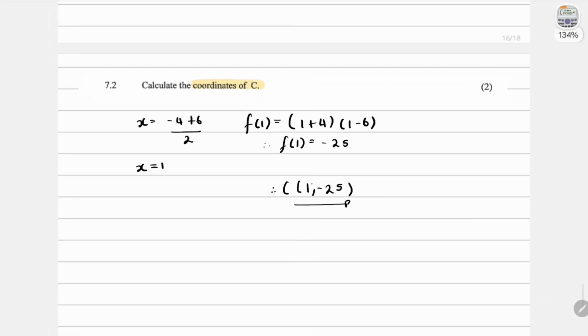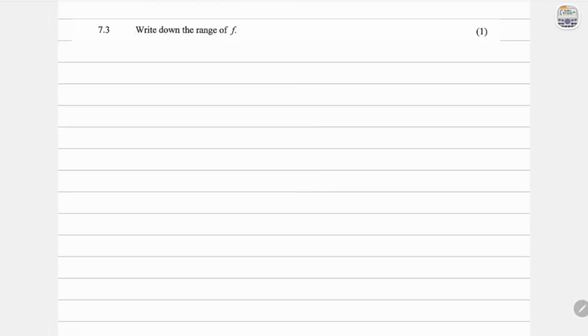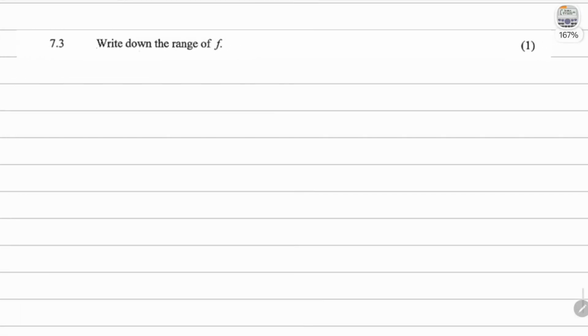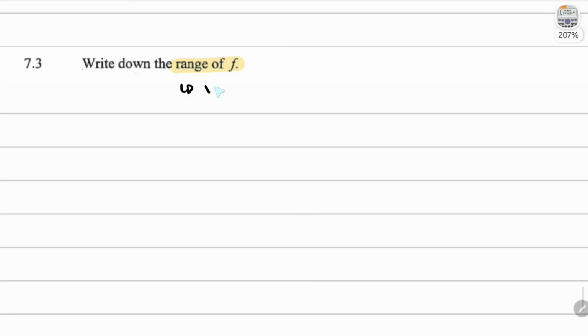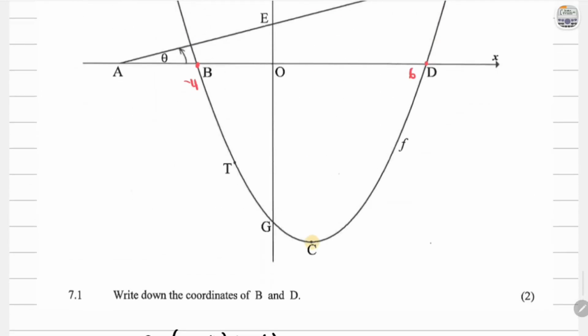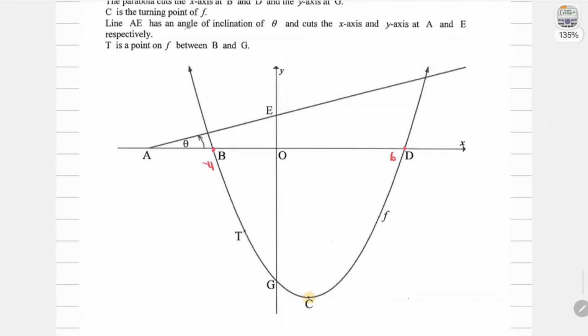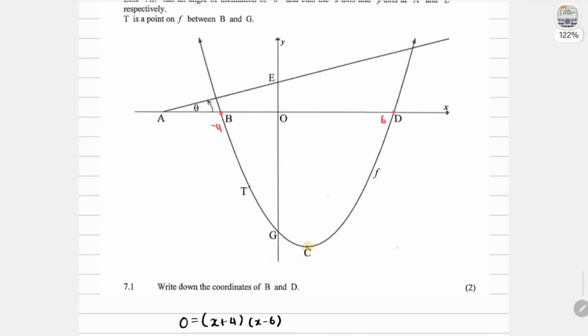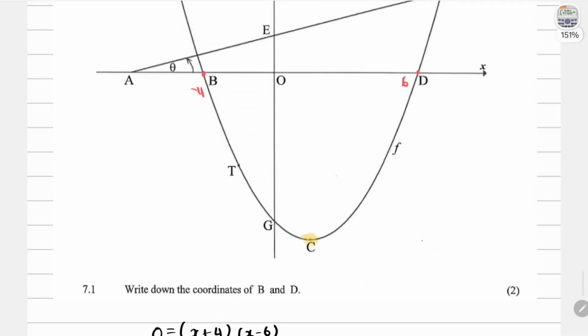Okay, moving on to the next question. Question 7.3 says write down the range of f. So the range refers to all the possible y values that this graph can have. So we know that this is a concave up parabola. So it's not going to have any graph down here below that turning point. The lowest y value it has would be the y value of the turning point, which we now know is negative 25.